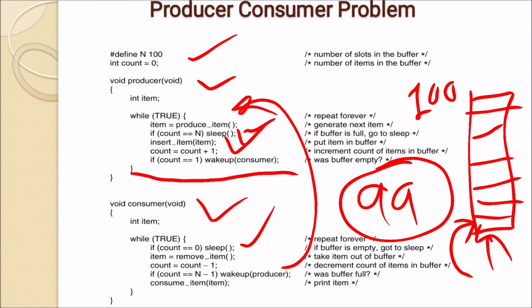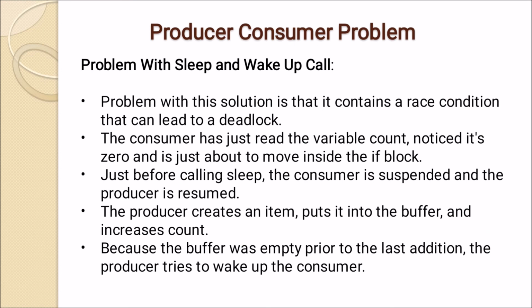So this is the simplest algorithm using sleep and wake up: the producer produces something and puts it into the buffer. If there is no space in the buffer, it goes into sleep. Whenever there is an empty slot in the buffer, the consumer notifies the producer that now the producer can put an item into the buffer. So the same thing will happen with the consumer.